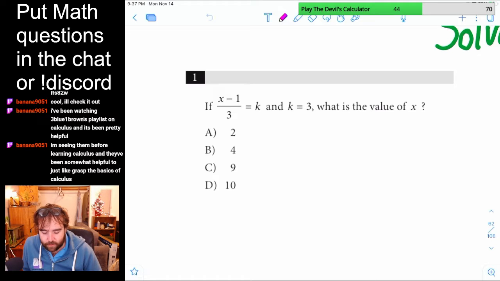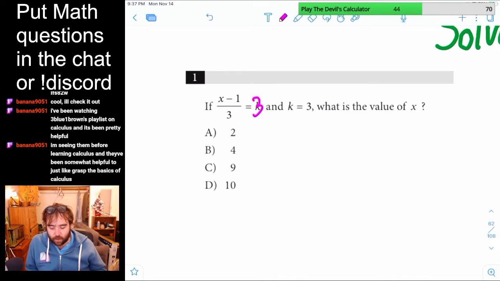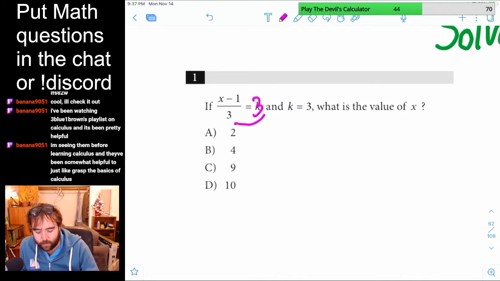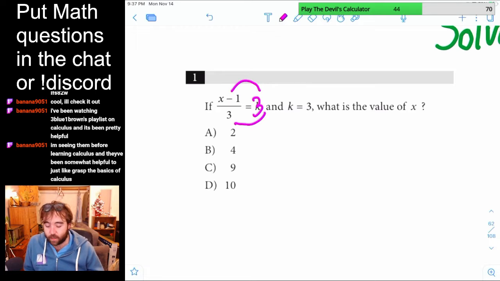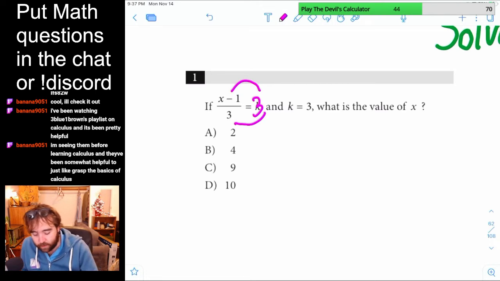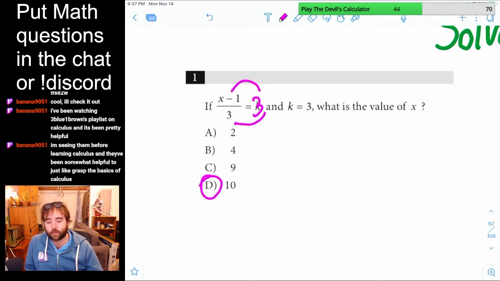So what is this saying? This is saying that K equals 3. So they're saying that this right here is 3. And so how do you now get X by itself? Well, you just got to multiply by the 3. You got to add the 1. So 3 times 3 is 9. 9 plus 1 is 10. That's the answer.